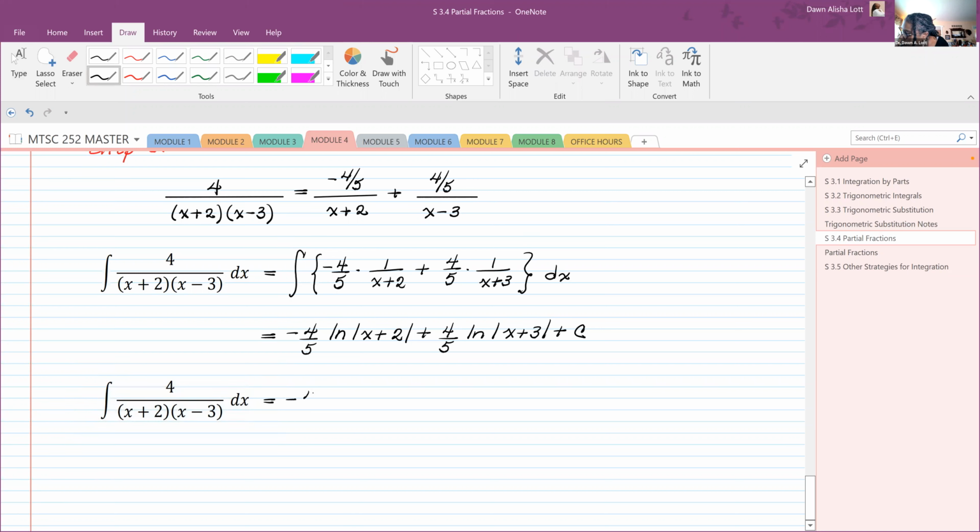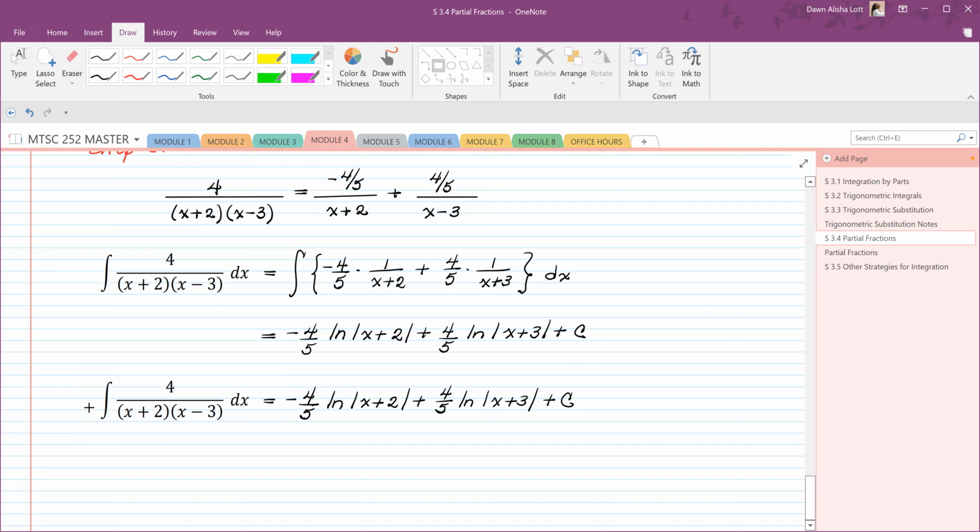So my answer is -4/5 the natural log of the absolute value of x plus 2 plus 4/5 the natural log of the absolute value of x minus 3 plus a constant.